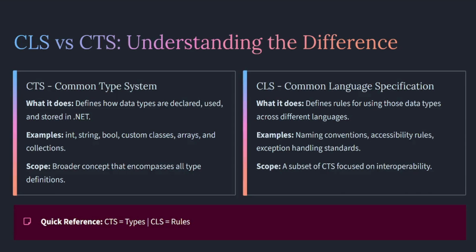There is a simple way to remember this. CTS is nothing but types and the CLS is nothing but rules. Okay.